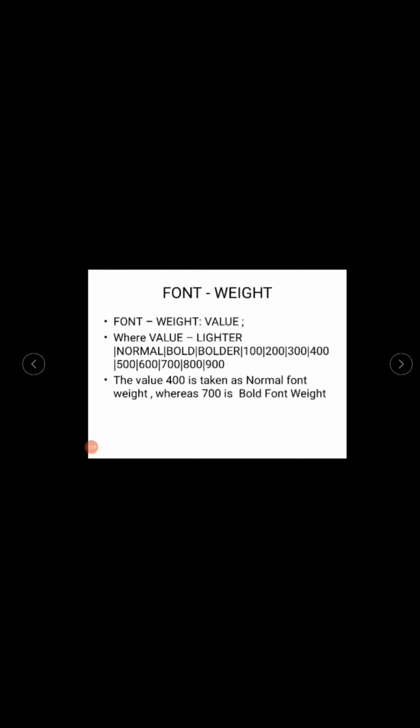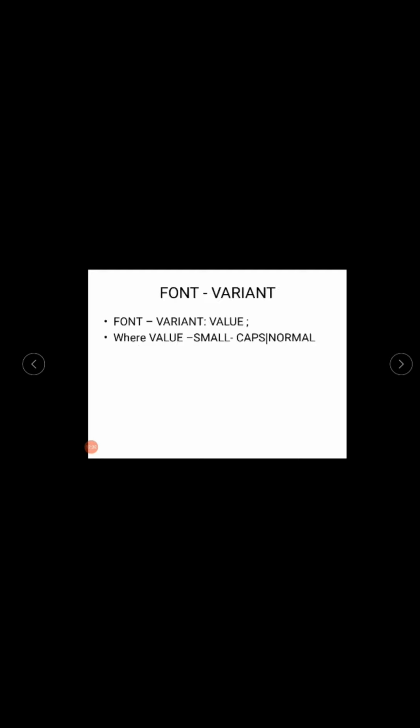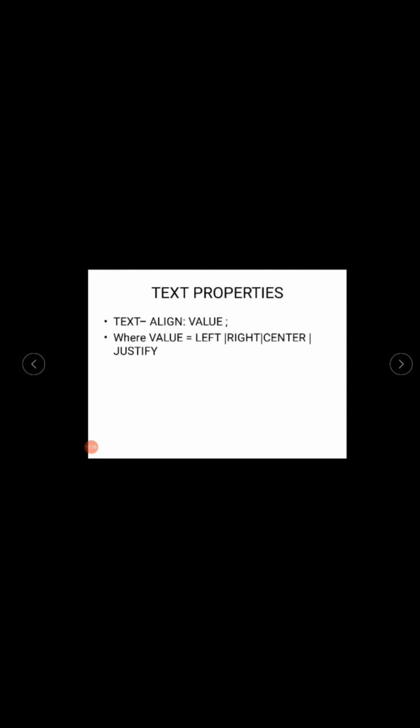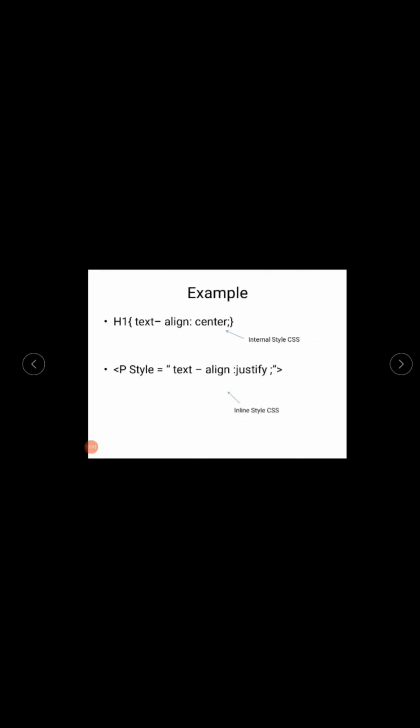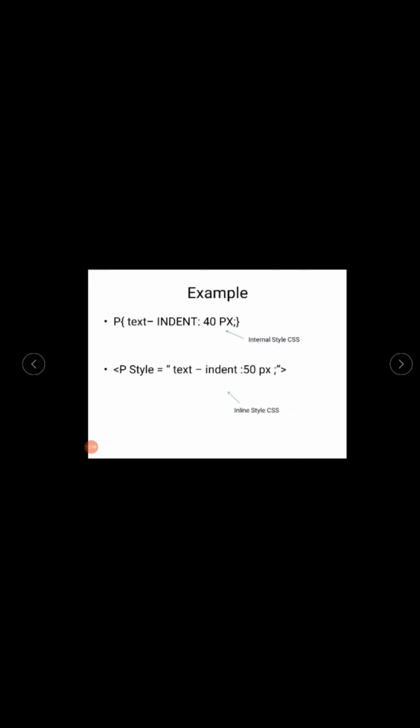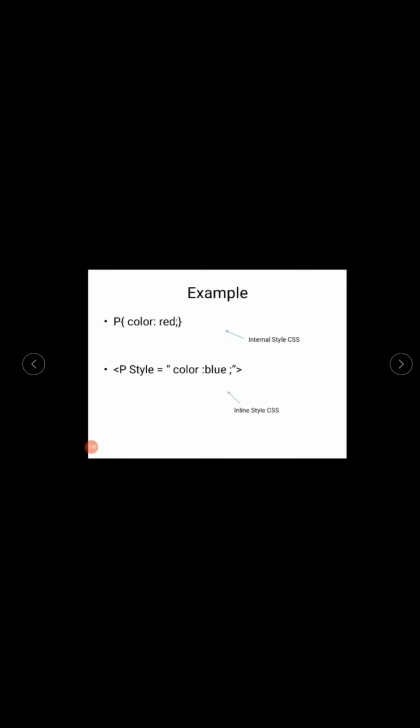For font weight, fine. This is something you have to learn, how to write it and what its values are. The align value can be left, right, center, and justify. Like this you can use it. Then indent value, length, percentage. Okay, and then you can specify it like this. Color value, you can give the name of the color, you can give the hexadecimal value, you can use RGB color code also like this.